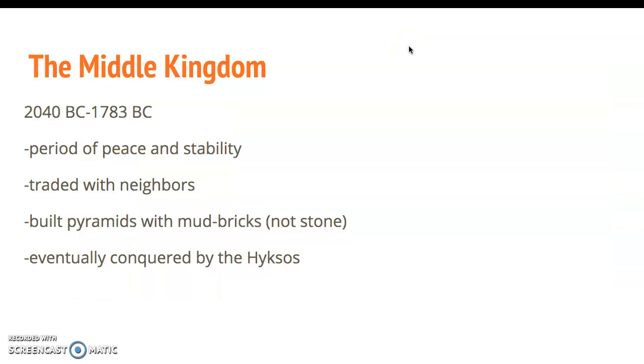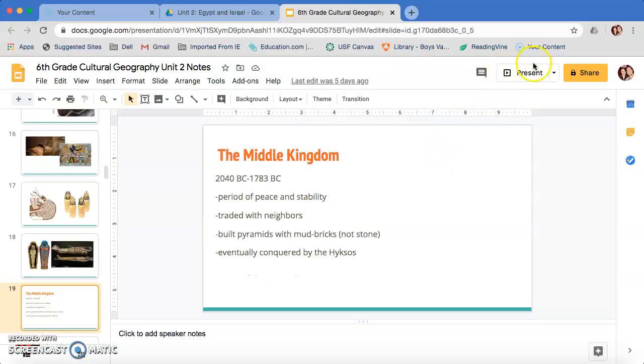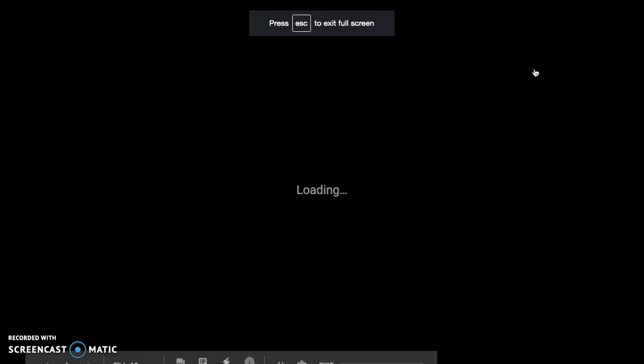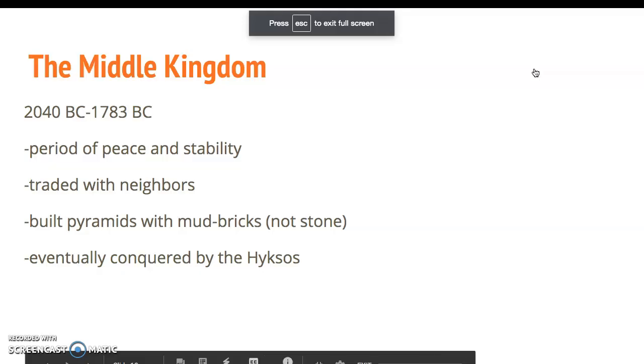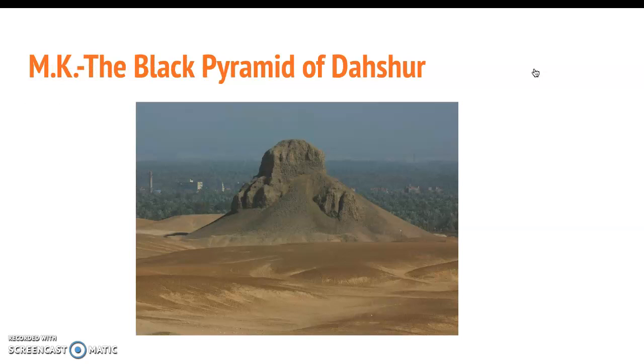Middle Kingdom, from 2040 to 1783 BC. Was a period of peace and stability, traded with neighbors, built pyramids with mud bricks, not stone, so they're not going to last nearly as long, which is why we don't have so many of them laying around. I'll show you guys at least one example of what they look like, and then a couple more through the readings, but not necessarily known for their pyramids or buildings. Eventually they're going to be conquered by a people group known as the Hyksos.